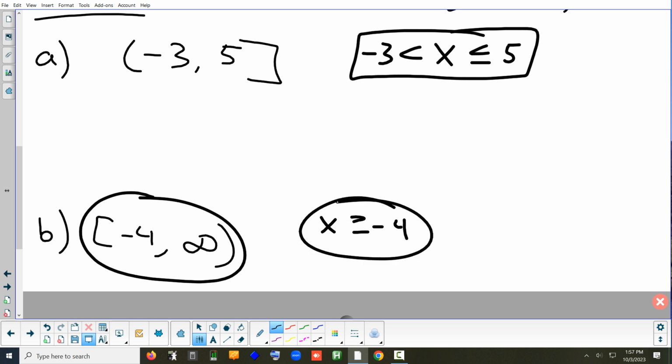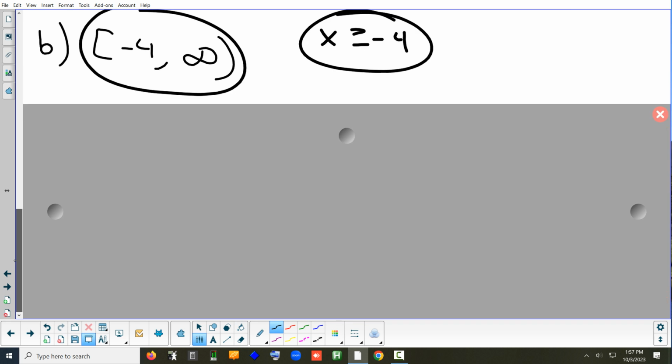Sometimes some people write that and then they write "and x is less than infinity." Do you have to write x is less than infinity? No. Everything is less than infinity. So it's a simpler inequality when it's unbounded. Okay. Bounded, you've got to do a conjunction. That's that one.